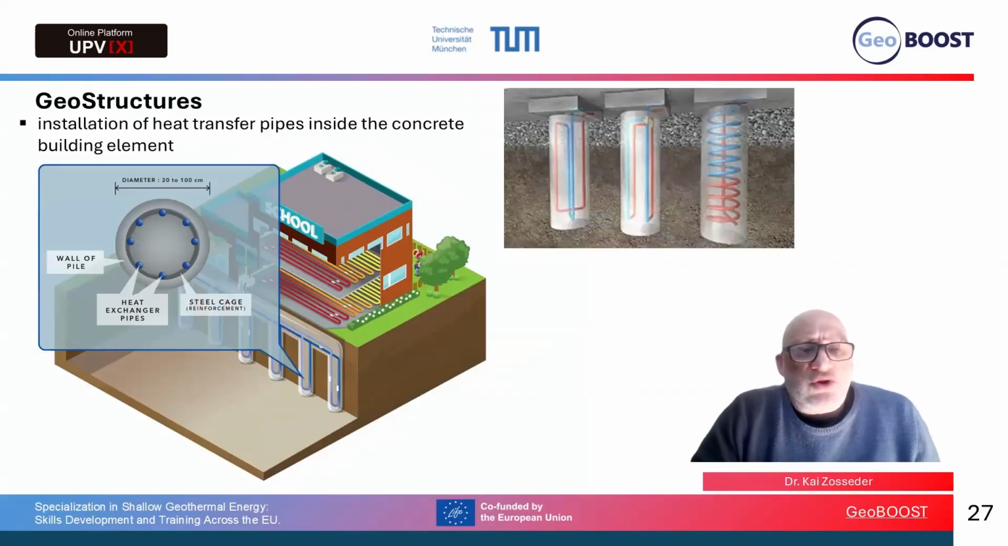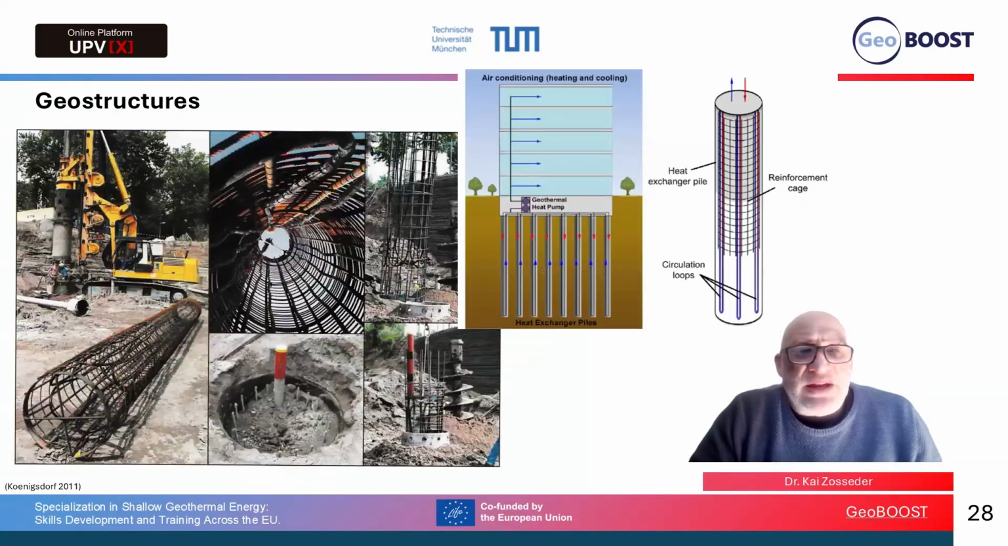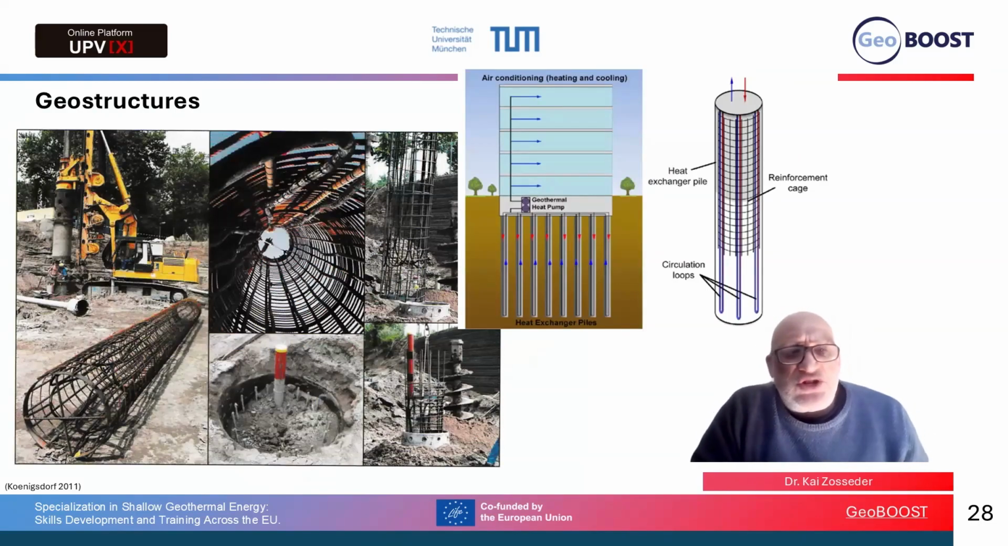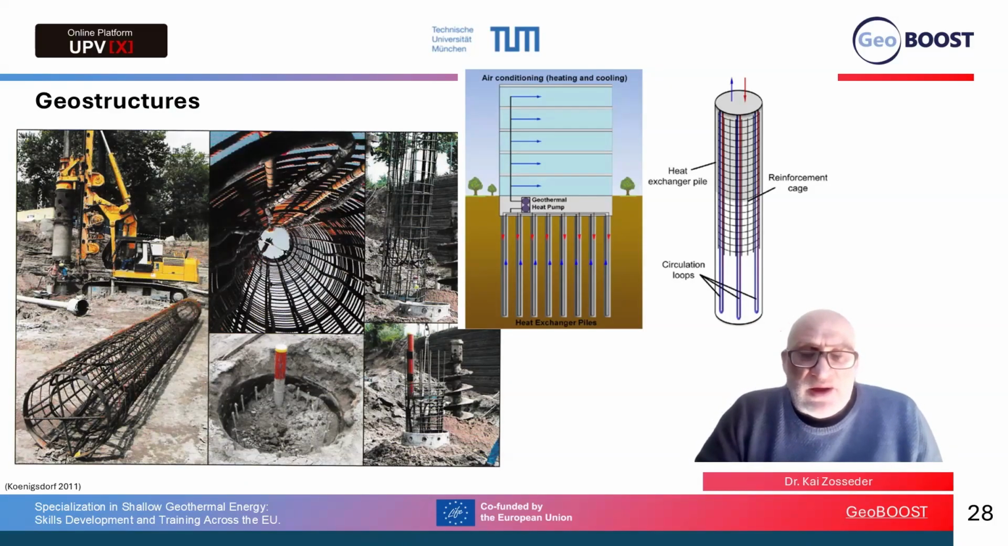In general, you have a steel cage, for example a reinforcement cage, and put the heat exchanger pipes directly on it, so that you can use this pile as a heat exchanger in the underground. Here you see some constructions, how it looks. So you have this reinforcement cage, and then you put the pipes on the cage, and then you can use it as a heat exchanger, as I explained before, and then plug it into the heat pump.